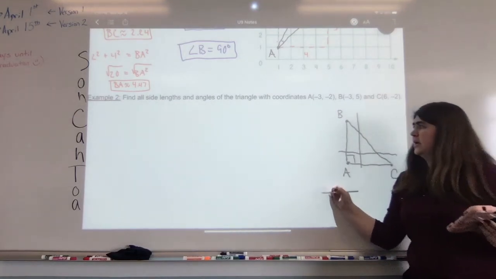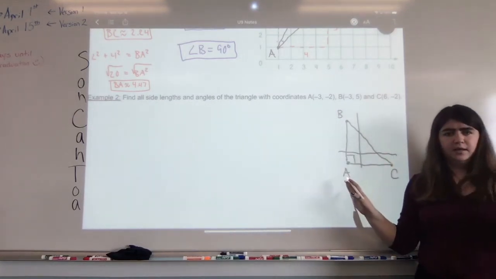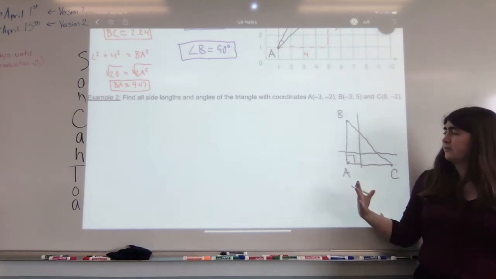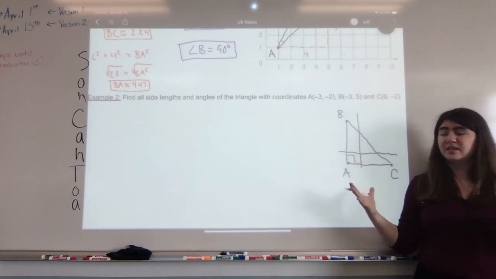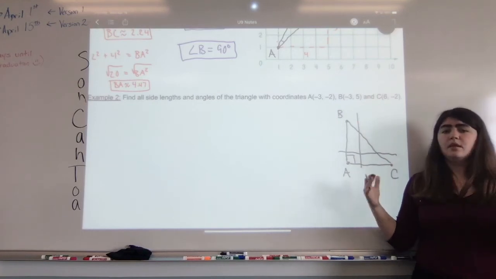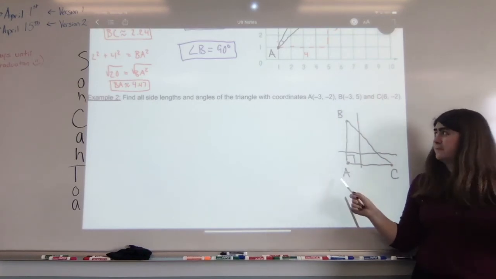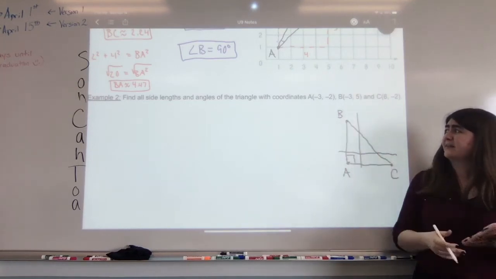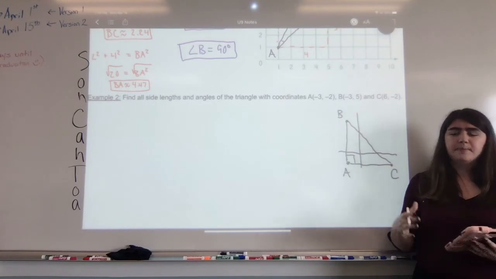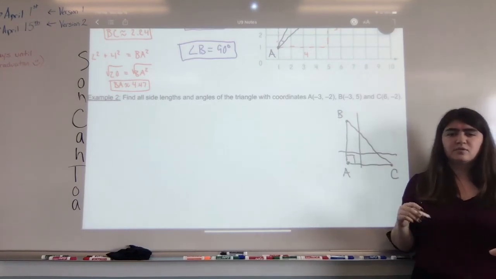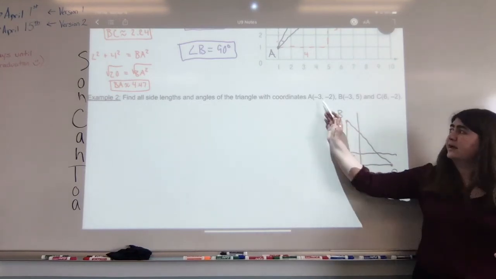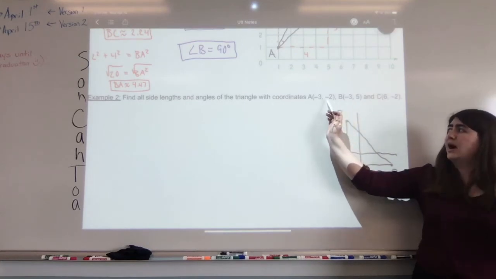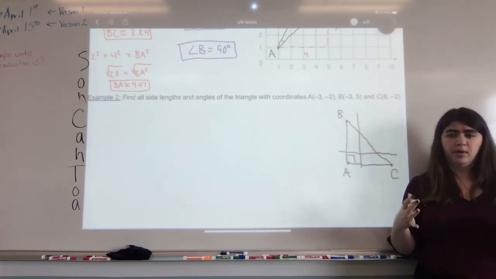So if I don't have my coordinate plane, then using the Pythagorean theorem is a little more difficult than the distance formula. So this time we're going to use the distance formula. So my point A is -3, -2, and my point B is -3, 5. In my distance formula, that is the square root of x1 minus x2 squared plus y1 minus y2 squared.